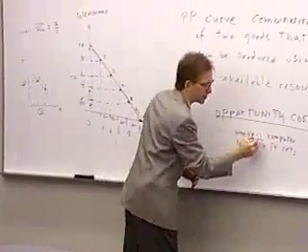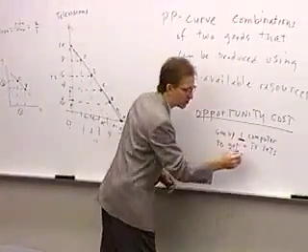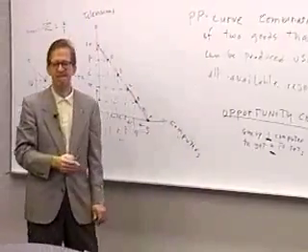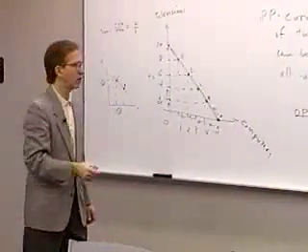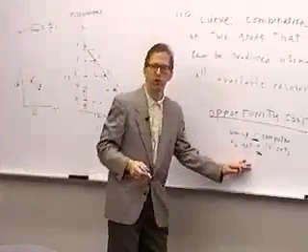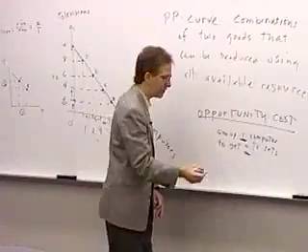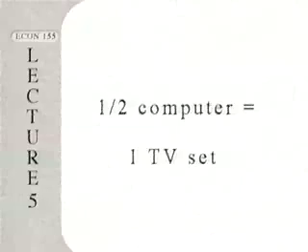So one computer has the same cost as 2 TV sets. Right? If you want to get one computer, you would have to give up 2 TV sets. Or if you want to get one TV set, we can divide here. 1/2 computer is equal to 1 TV set. So the cost of 1 TV set is a half computer. The cost of 1 computer is 2 TV sets.